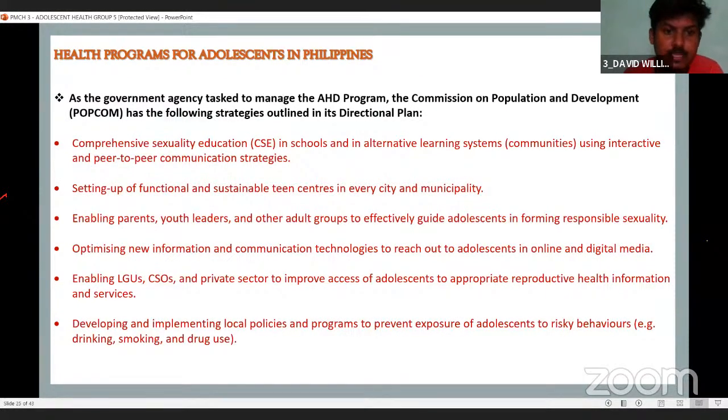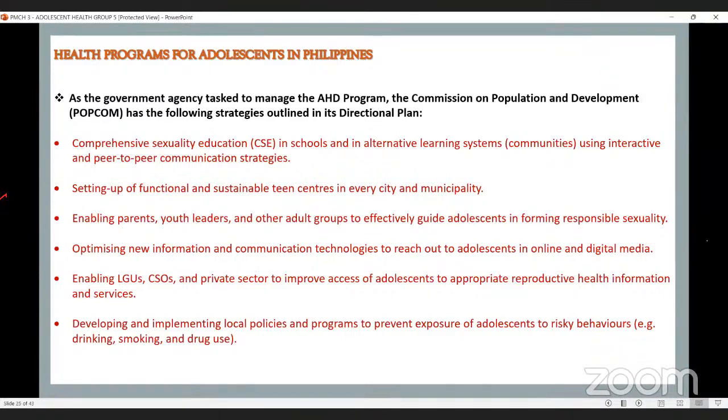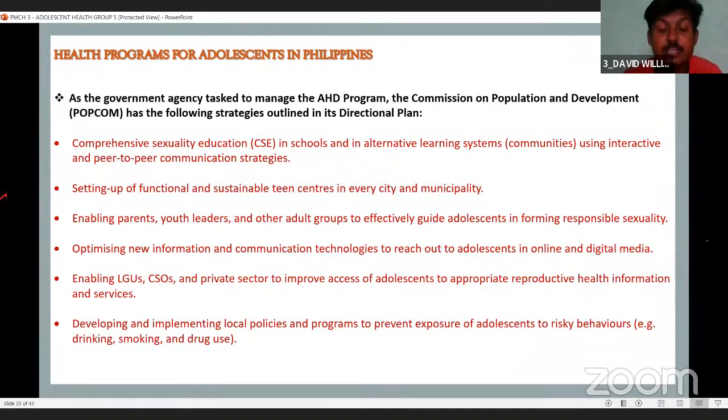As the government agency tasked to manage the adolescent health and development program, the Commission on Population and Development is following the strategies outlined in its directional plan. Comprehensive sexuality education in schools and in alternative learning systems using interactive and peer-to-peer communication strategies. Setting up of functional and sustainable teen centers in every city and municipality, enabling parents, youth leaders, and other adult groups to effectively guide adolescents in forming responsible sexuality.